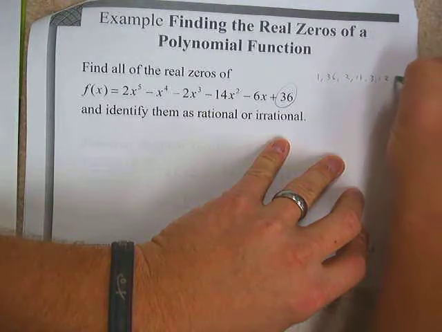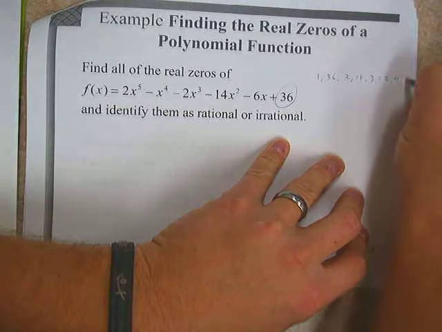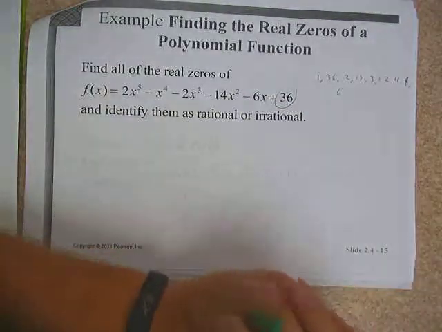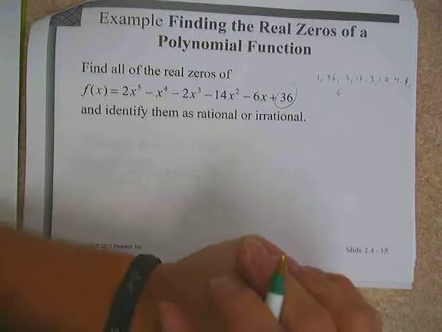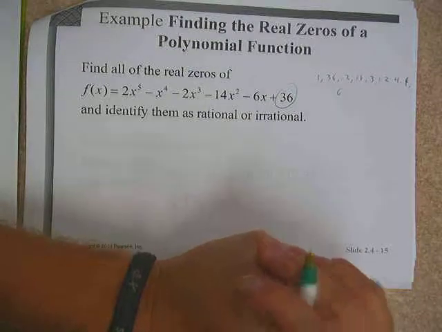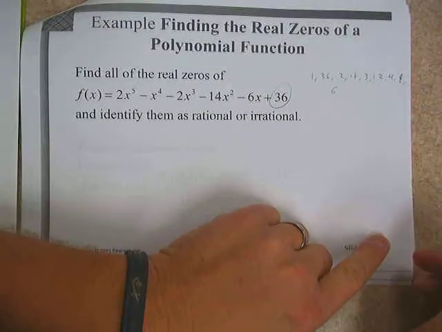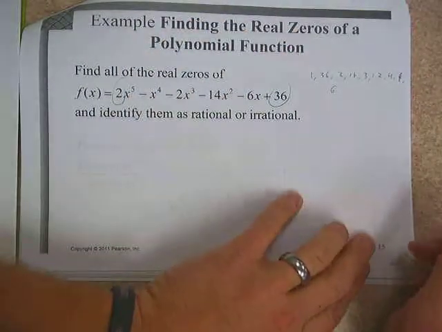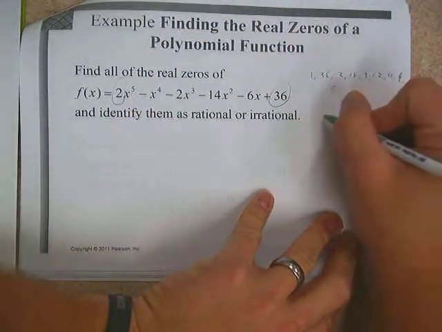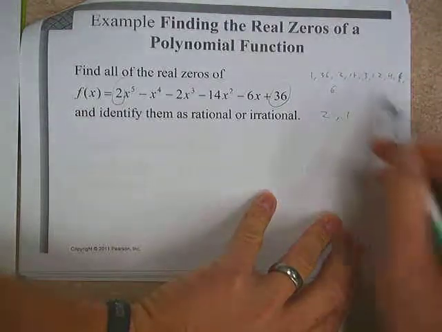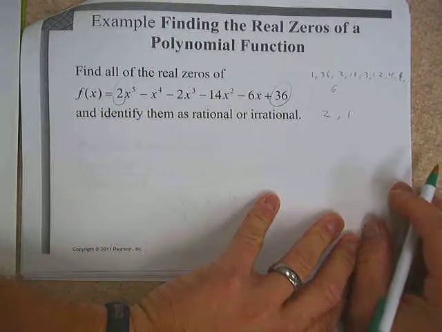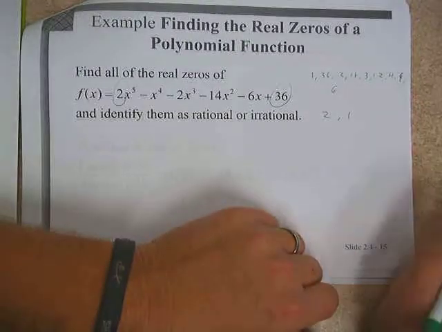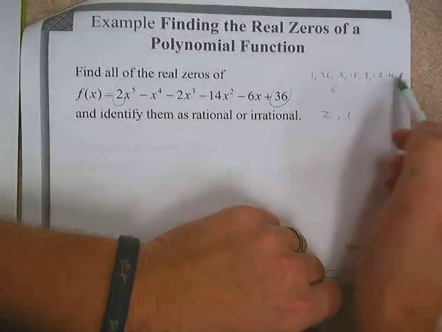So what I'm going to do is make a list of the factors of the constant. That's going to be 1 and 36, 2 and 18, 3 and 12, 4 and 9, and then finally 6. We don't need to write 6 and 6, we can just write 6, that's just one factor. That's going to be our list of factors for the constant term. The leading term only has 2 factors, just 2 and 1.